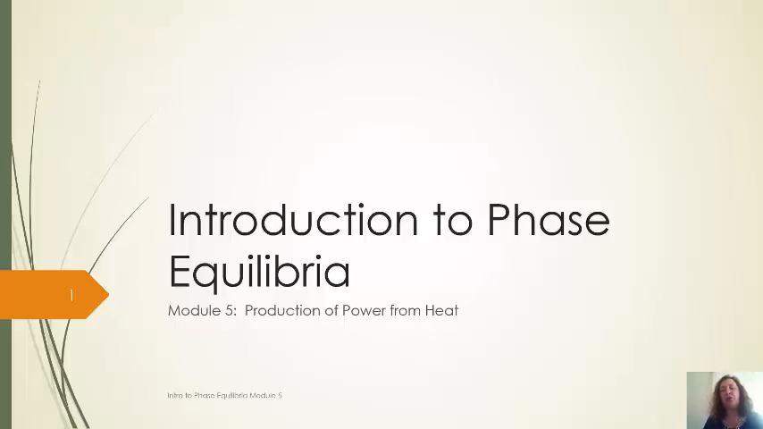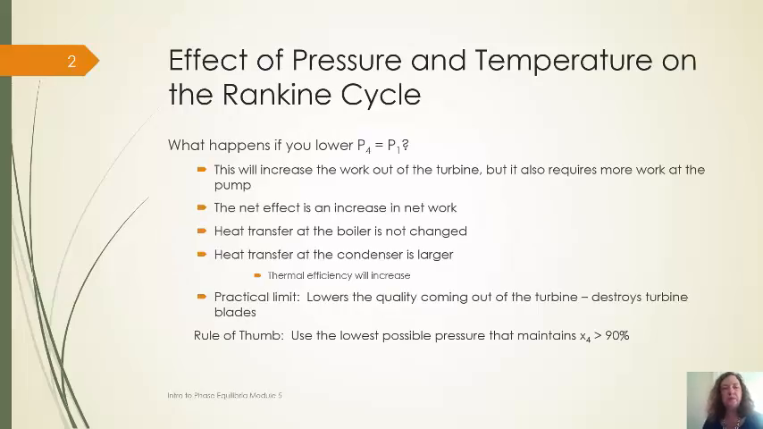Next, let's look at a few modifications to our simple Rankine cycle. So what happens if you lower the pressure? It's going to increase the work out of the turbine, but it will also require more work at the pump. The net effect is an increase in net work. It doesn't change the heat transfer at the boiler. It does change the heat transfer at the condenser, and so the thermal efficiency should increase.